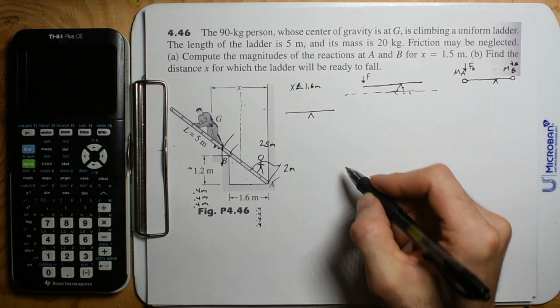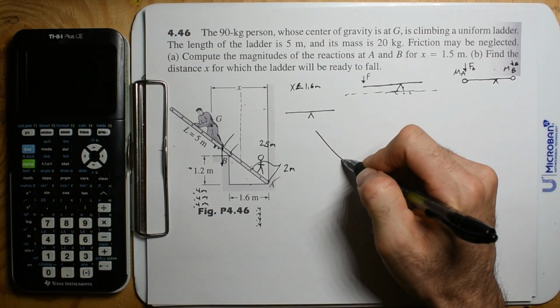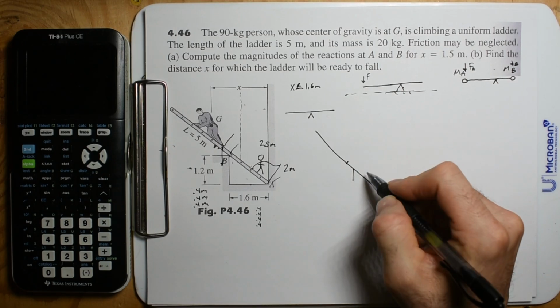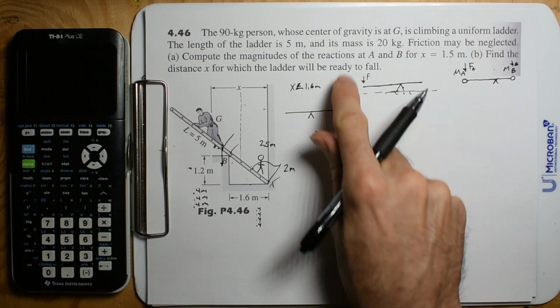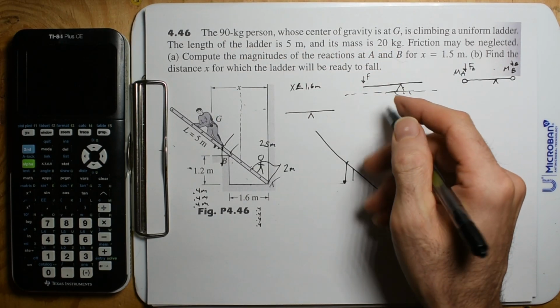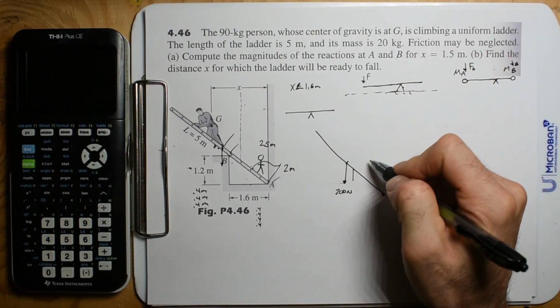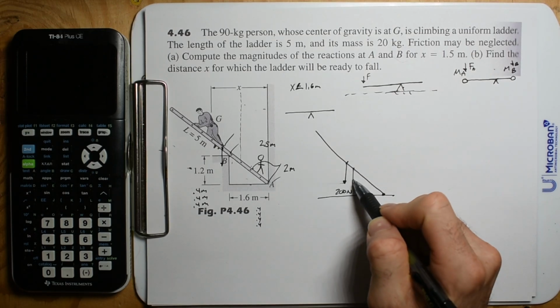Okay, so let's draw our free body diagram. We have the halfway point, and this is going to be our weight. The weight of the ladder, what does it say? Weight of the ladder is 20 kilograms. We're going to say 20 times 10, that's going to be 200 newtons. We're going to have the angle here.